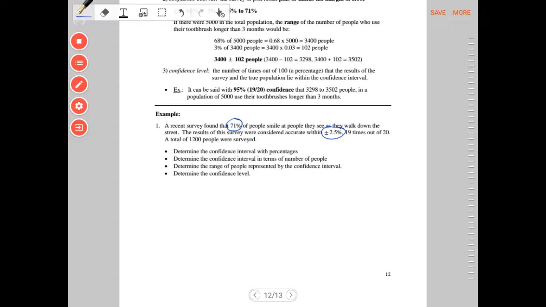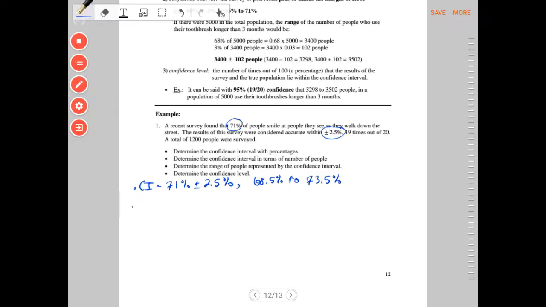So our confidence interval in percentages is, I'll just use CI for confidence interval, 71% plus or minus 2.5%. Or we could also write it as, if you take 71 plus 2.5%, you would get 73.5%. 71% minus 2.5 is 68.5%. So that's another way where you can use percentages to write the confidence interval.